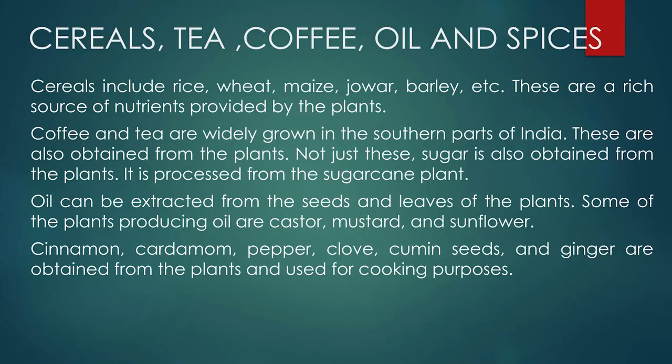These are all obtained from the plants, not just these. Sugar is also obtained from the plants. Oil can be extracted from the seeds and leaves of the plants. Some of the plants producing oil are castor, mustard and sunflower. Like that we get cinnamon, cardamom, pepper, clove, cumin seeds and ginger from the plants, used for cooking purposes. How do we get food from animals?